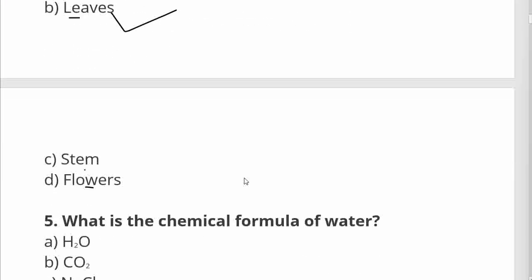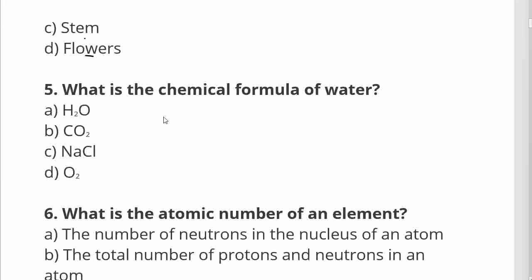Now, come to the next question. What is the chemical formula of water? Options are A. H2O, B. CO2, C. NaCl, D. O2. The right answer is option A, H2O. The chemical formula of water is H2O, meaning it consists of two hydrogen atoms and one oxygen atom.